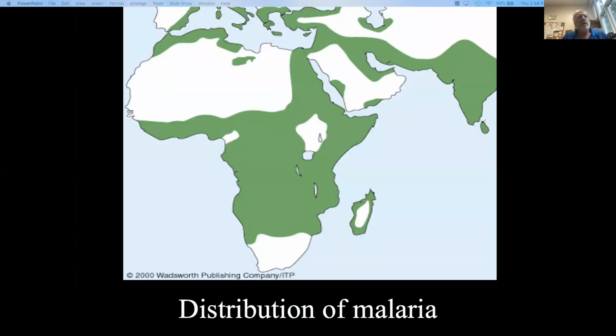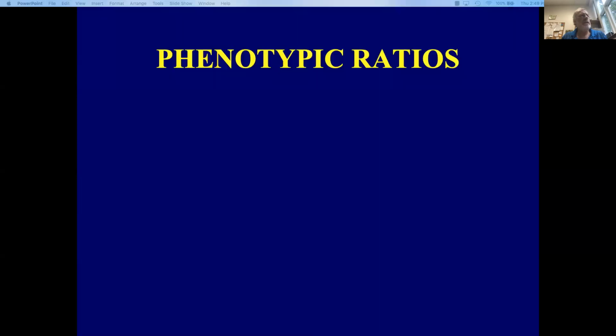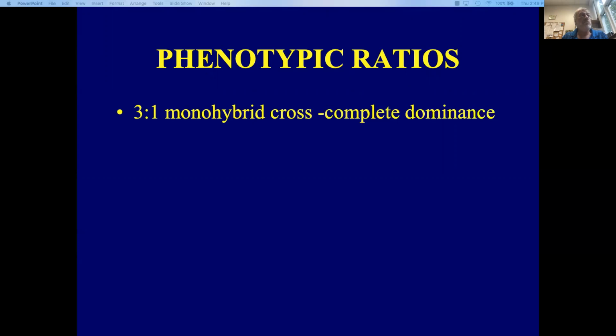In places that are wet and low elevation, you have the right mosquitoes to spread malaria around. And so this shows you that in some of those areas in Western Africa, more than 1 in 64 people have this mutant hemoglobin allele. Very common there. Must be a very wet, mosquito-rich area there. So, viewing phenotypic ratios one more time.